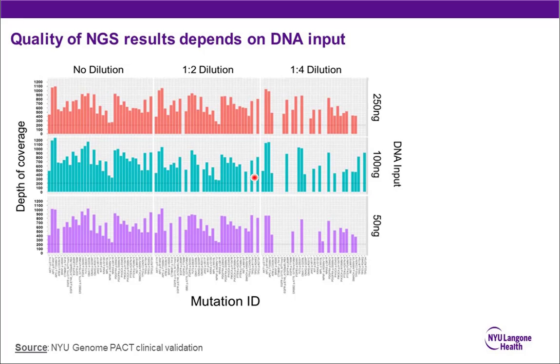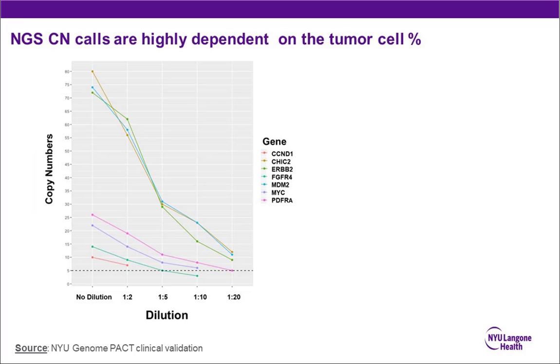It is just to reiterate that there are two factors when you're setting up your sequencing experiments: tumor cell percentage and DNA input. Even more critically, I would emphasize, copy number calls are highly dependent on tumor cell content. And you can see the experiment we set up here that shows samples with various amplifications of various genes being sequenced and called for copy number amplifications. And you can see how rapidly the number of copies called by next-generation sequencing decreases as you're diluting your specimen.